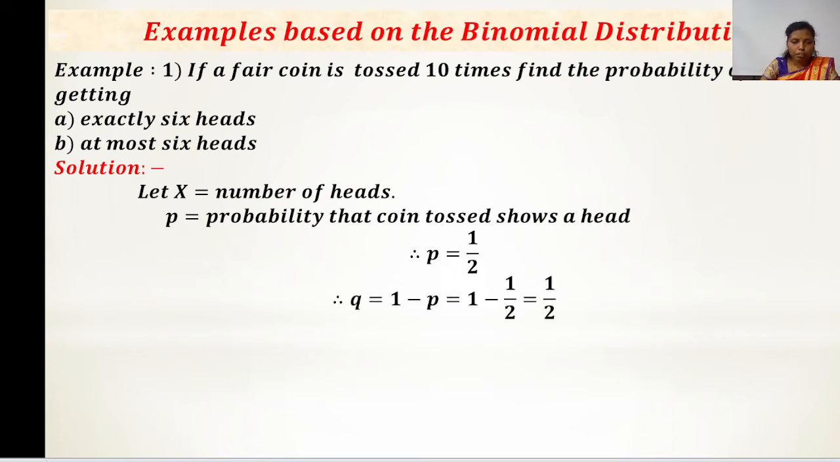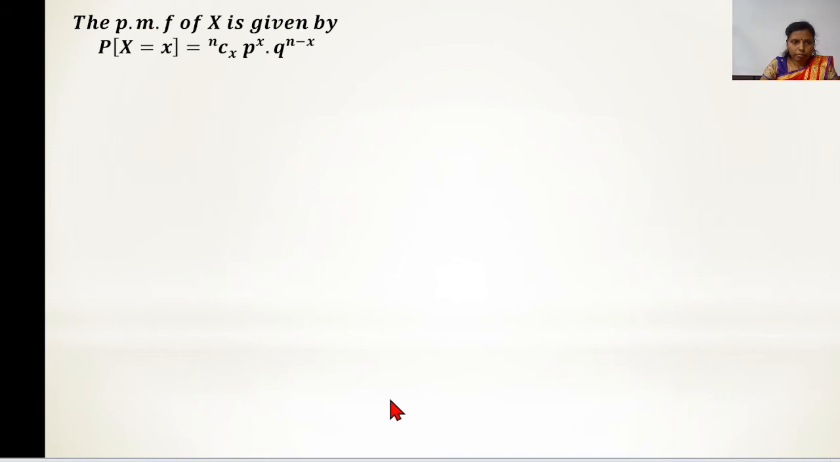Therefore, Q is equal to, we know the formula, 1 minus P. Putting the value of P, 1 minus 1 by 2 is equal to 1 by 2. Therefore, Q is equal to 1 by 2. Here it is given that n is equal to 10, since the coin is tossed 10 times. Therefore, X follows a binomial distribution with parameters n equal to 10, p equal to 1 by 2.